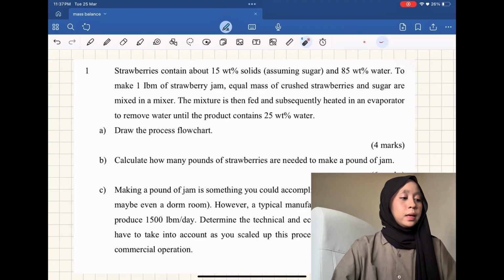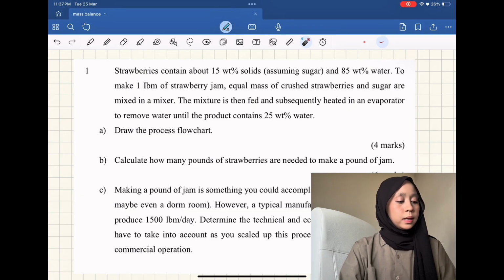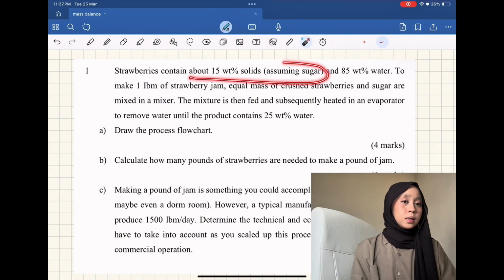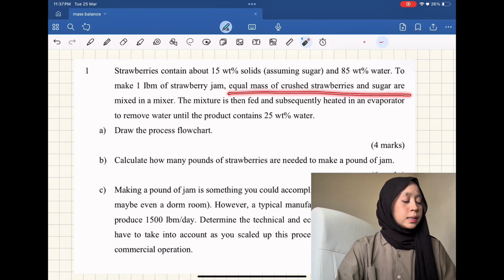Question 1, we have a mass balance problem related to strawberry jam production. We have to analyze the question first. The strawberries contain 15% solids, which includes sugar, and 85% water. The question mentioned that equal masses of crushed strawberries and sugar are mixed in a mixer. The mixture is heated and passed through an evaporator to remove water. And the final product, which is strawberry jam, contains 25% water.